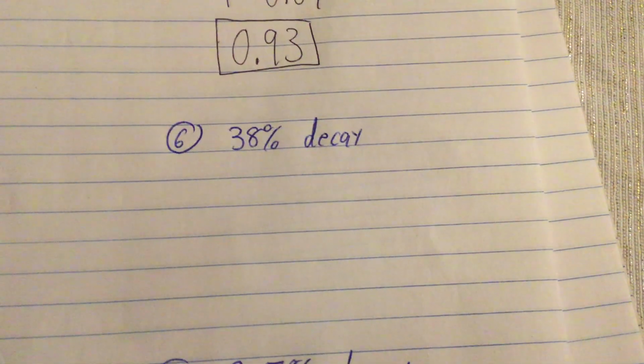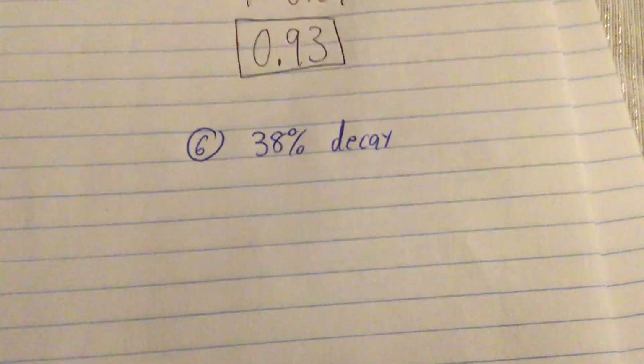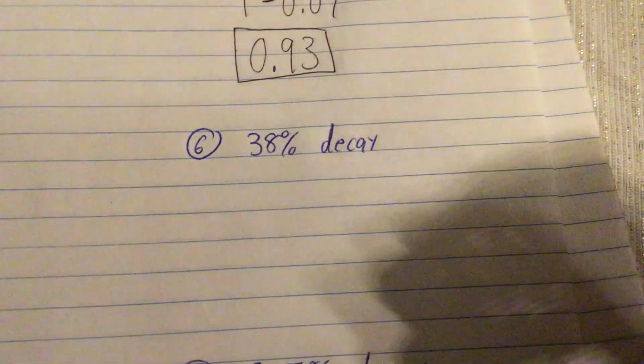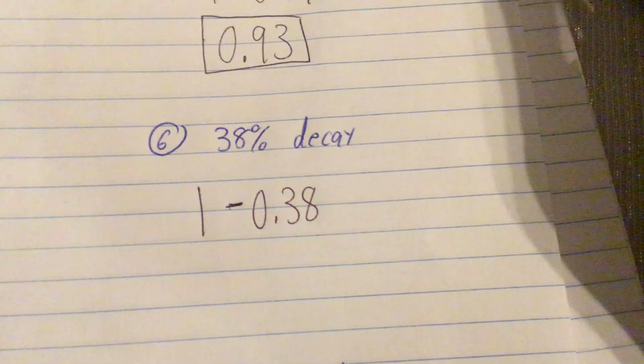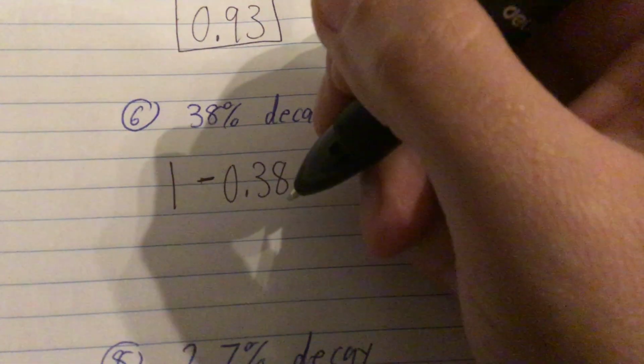But if something were to decay by 38%, in other words, let's say in my world, because it's my world, I have a coupon that is worth 38% off. So I have 1 minus 38% as a decimal, that'd be 0.38. If I take 38% off of the original, that means that I'm only paying 62%. So that'd be 1 minus 0.38, that'd be 0.62. So that would be my scale factor.